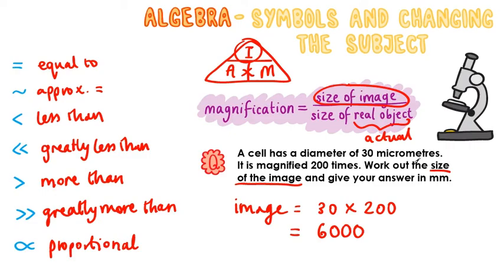Now, it then says that we want our answer in millimeters, because at the minute, this was in micrometers. So, to turn micrometers into millimeters, the rule is that we divide by 1,000, because we're moving into a bigger unit. So when we divide by 1,000, we just get 6 millimeters.